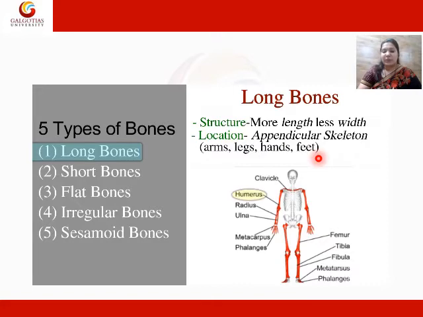Let's discuss the bones. In the upper limb, the humerus of the arm, radius and ulna of the forearm, metacarpals and phalanges of the hand are all long bones. In the lower limb, the long bones are the thigh bone, femur, the tibia and fibula of the leg, the metatarsal bones and the phalanges. So long bones are particularly found in the appendicular skeleton.